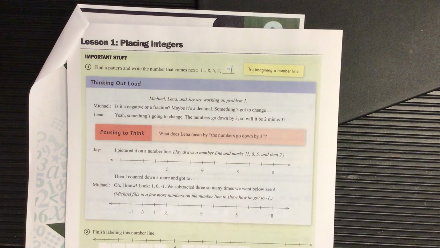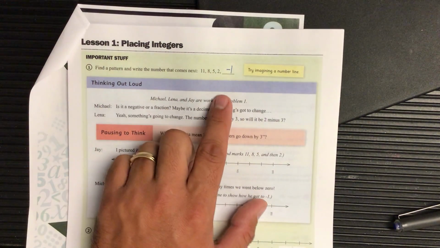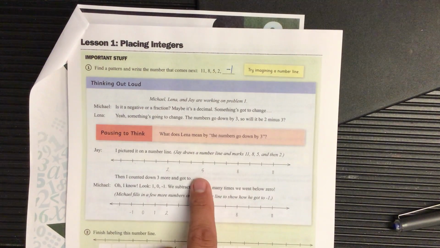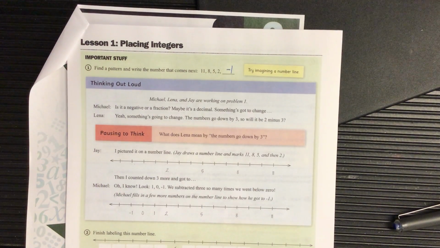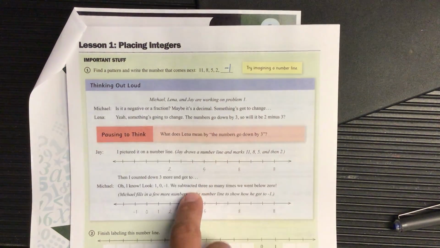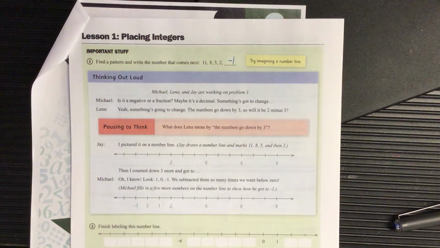Thinking out loud, it says, is it a negative or a fraction? Maybe it's a decimal. Something's got to change, Lena says. The numbers go down by 3. So it'll be 2 minus 3. That's how they got -1. Jay said, I pictured it on a number line. And Jay has the number lines here. We've got 11, 8, 5, 2, and counted down by 3s. Michael says, oh, I know. We subtract 3 so many times and it goes less than 0. Okay, so those two people kind of made a visual clue of what you just answered up here.